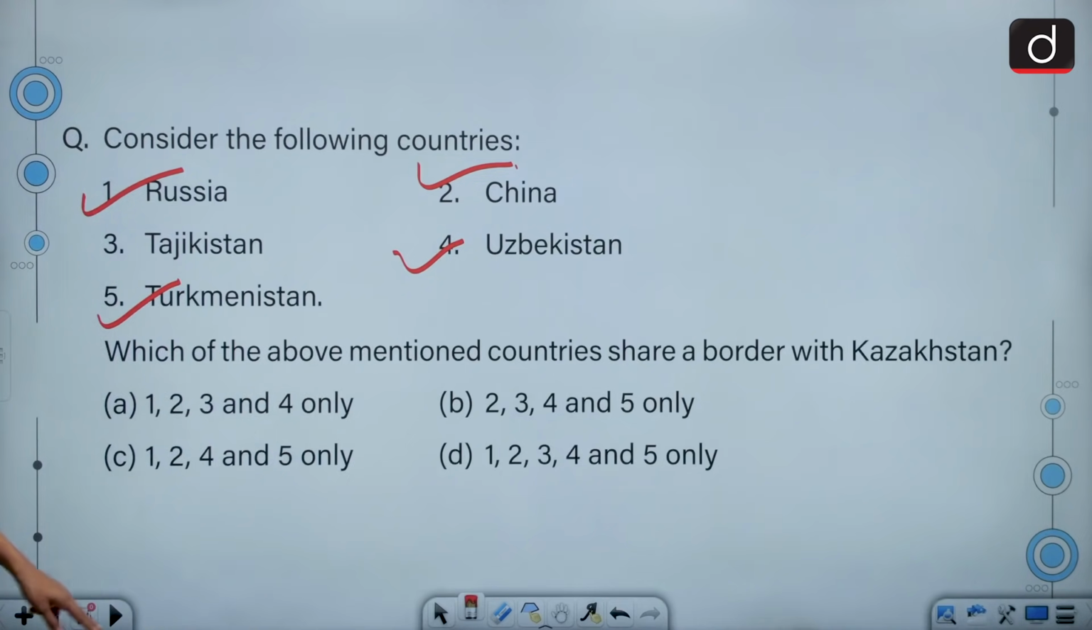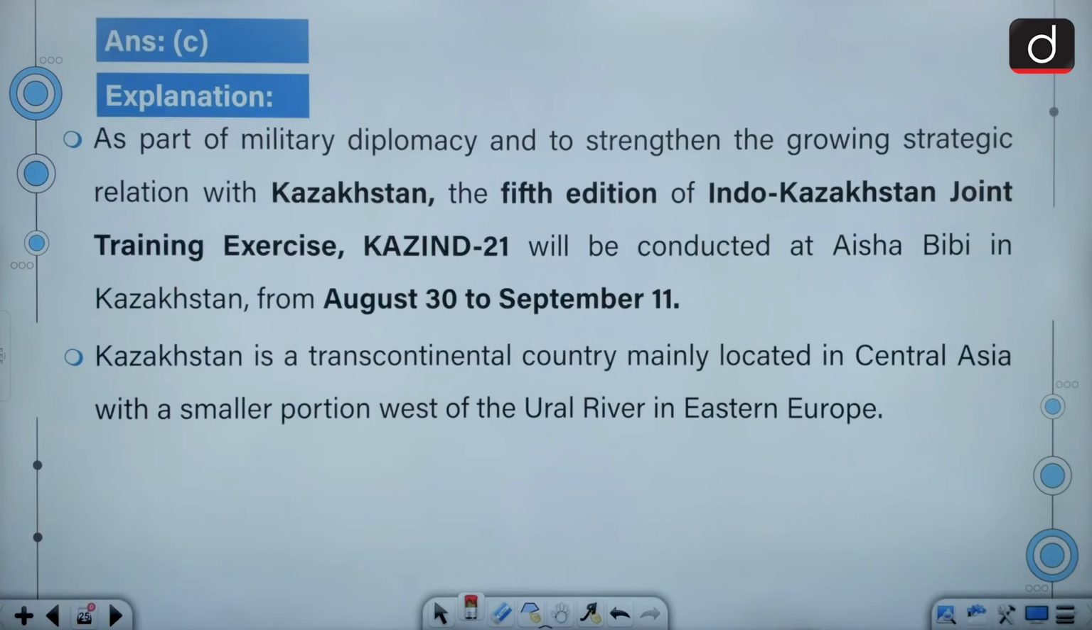That is option C. As a part of military diplomacy and to strengthen the growing strategic relationship with Kazakhstan, the 5th edition of the Indo-Kazakhstan Joint Training Exercise will be conducted in Kazakhstan from August 30th to September 11th.